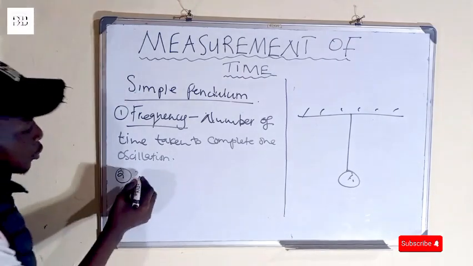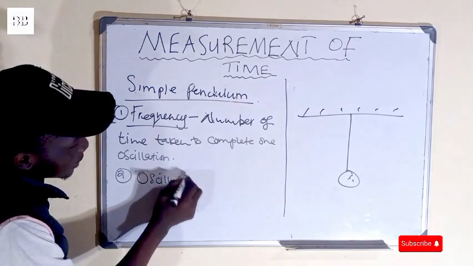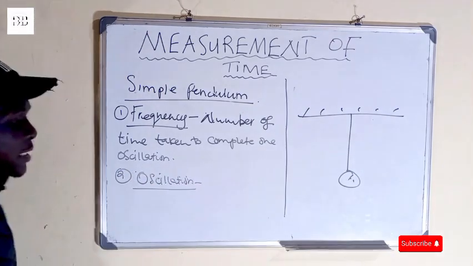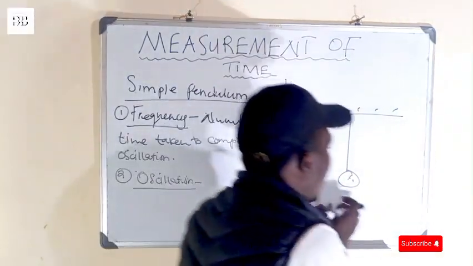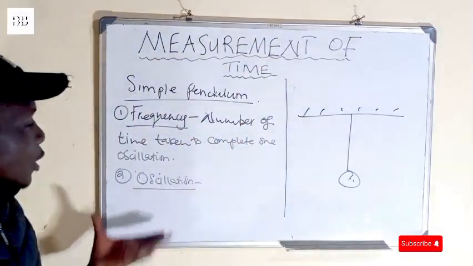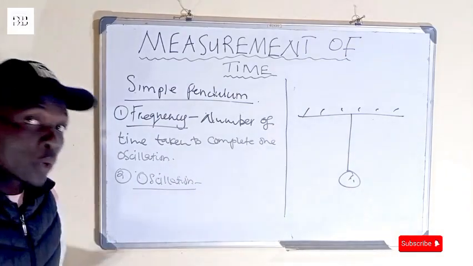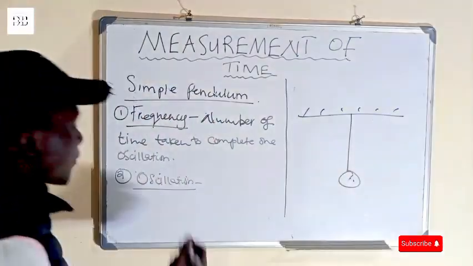And then number two, we have the term oscillation. Oscillation simply means swinging of the bob itself. So when the bob is swinging from right to left and left to right, that is what we call oscillation. The swinging of the bob from one position to the other.